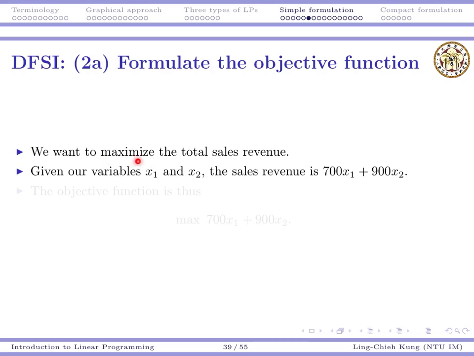So we want to maximize the total sales revenue. Given the variables x1 and x2, we know the total sales is nothing but 700 times x1 plus 900 times x2, right? For each desk, we can get $700. Together, we get 700 times x1. And we have two products. The amount of money I have is the sum of them. So I have my objective function as to maximize 700 times x1 plus 900 times x2. That's the total sales revenue, given my decision.